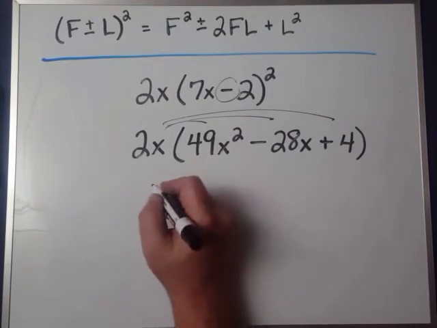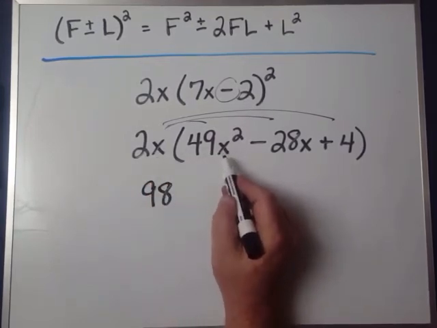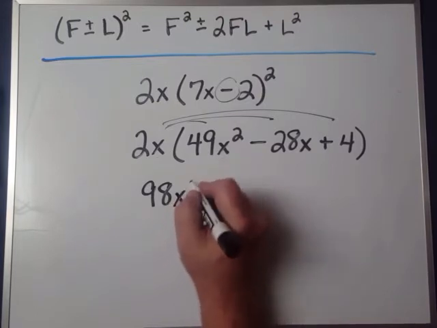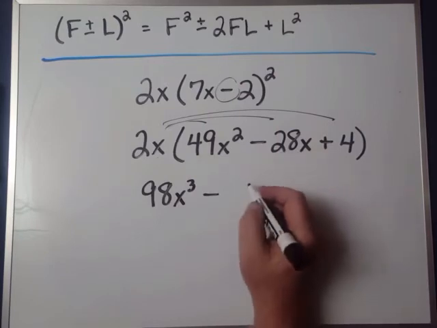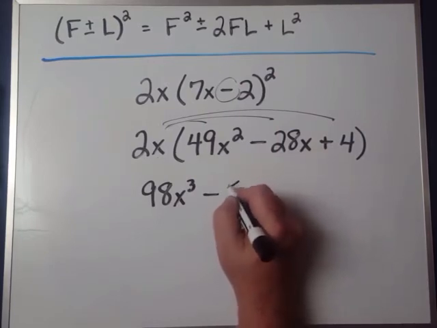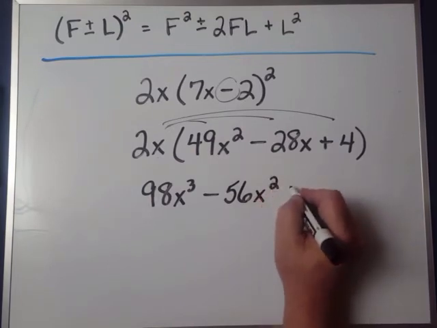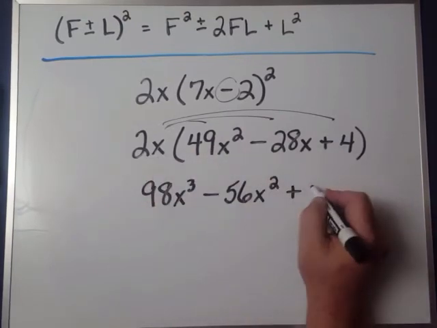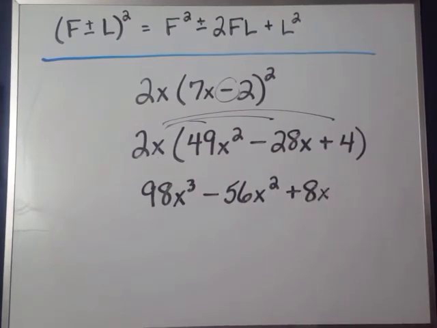2 times 49 is 98. x times x squared, product of like bases, add the exponents: x cubed. Minus 2 times 28, 56. x times x is x squared. And plus 2 times 4 is 8. And times that x.